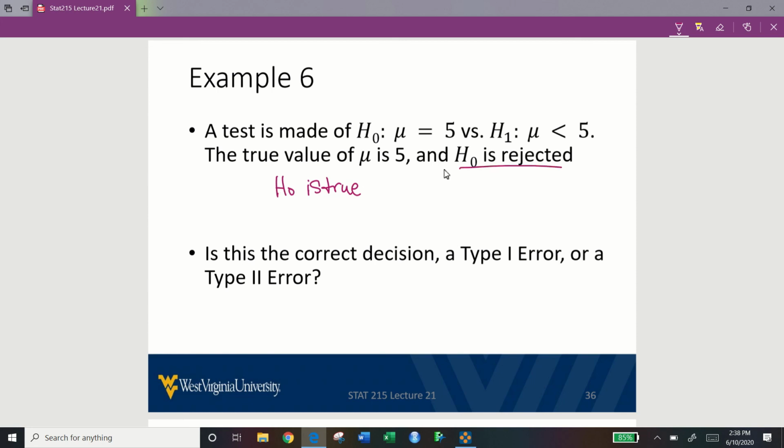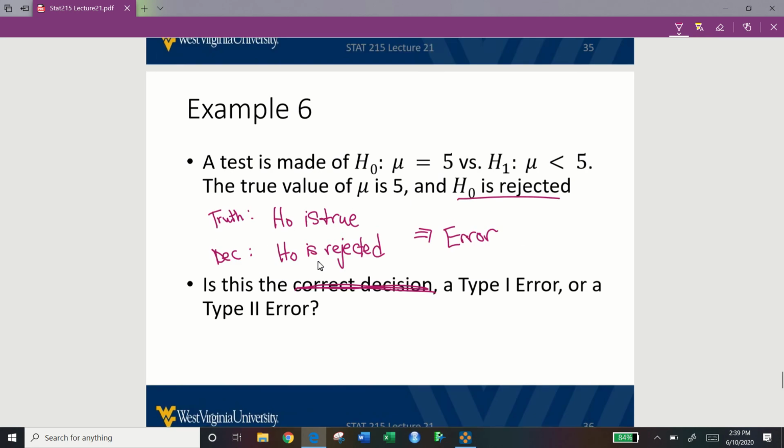And h naught is rejected. So the truth was that h naught is true. Our decision was that h naught is rejected. This means an error occurred. So our options of correct decision, type 1 or type 2, well, we can eliminate the possibility that this was a correct decision. Now we need to identify whether this is a type 1 or a type 2 error.